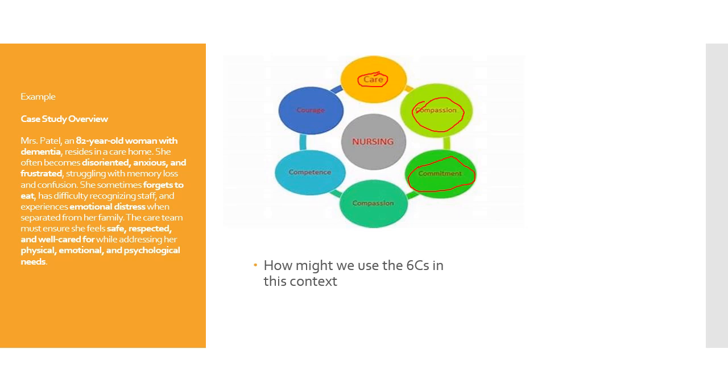Effective communication plays an important role. Next 6C, that is courage. It plays an important role as well. So how it could be implied in Mrs. Patel case. So basically, staff should advocate Mrs. Patel's needs, ensuring she receives the adequate medical attention, emotional support, and an individualized care plan. If they notice any signs of neglect or inadequate resources, they should speak up to improve her care. So in this way, you can show the courage.